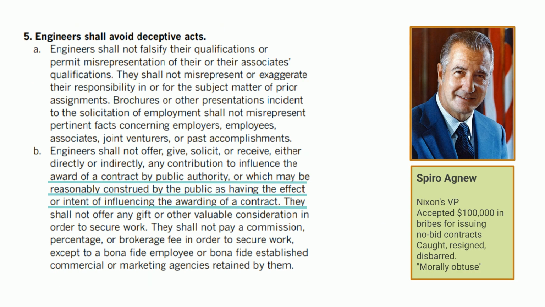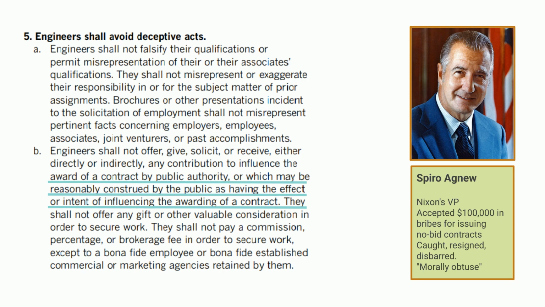On the next slide I have Spiro Agnew, who you might remember as Nixon's VP. I think we've talked about him in a previous lesson. But Spiro Agnew was caught, and he resigned from vice president because he was caught giving out no-bid contracts to his friends. He had a lot of friends in the industry.